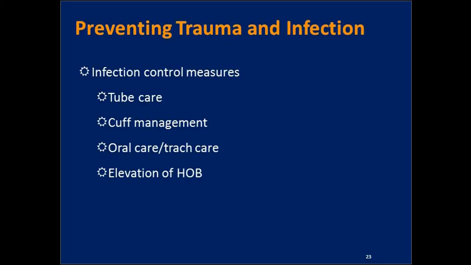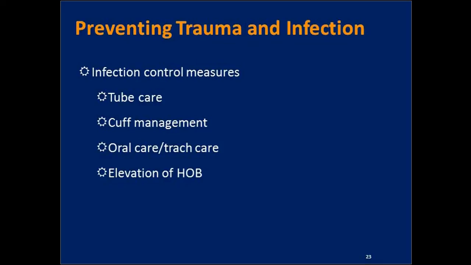You're responsible for knowing when that cuff pressure is assessed and what the pressure is, and making sure that there is an adequate amount of pressure in the cuff. We are responsible for oral care or trach care. Again, this is the number one way to prevent ventilator-acquired pneumonia, to provide oral care or trach care if they have a tracheostomy. So brush up on your trach care. Keeping the head of the bed elevated is another way that we can prevent trauma and infection.